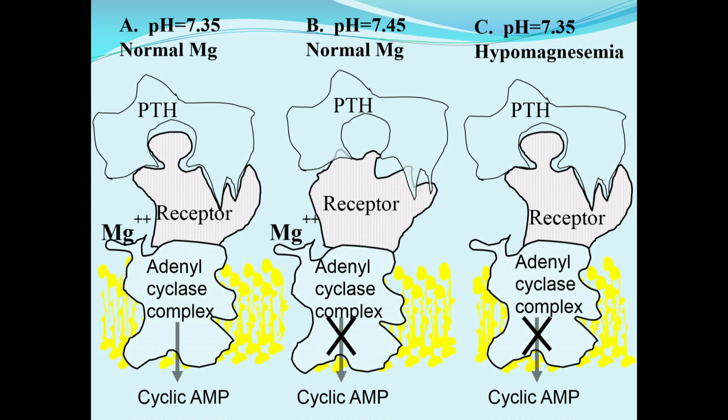In the third panel, which we'll come back to later again, we've got a situation where the animal is acidified, but she has hypomagnesemia. And if you notice in these two cartoons, there's a little magnesium atom sitting on top of the adenyl cyclase. Without that magnesium present, adenyl cyclase won't work. So we can still stimulate the receptor with parathyroid hormone, but because the magnesium atom is missing, we can't get full activation of the bone and the kidney cells. And again, the animal will develop hypocalcemia.